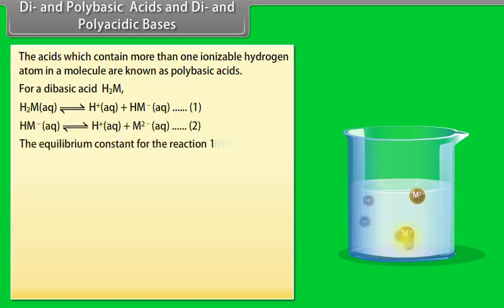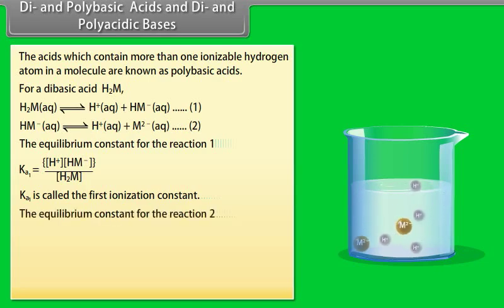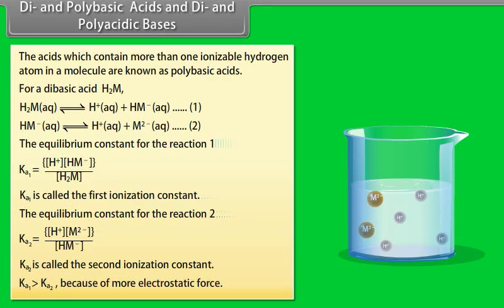The equilibrium constant for reaction 1, Ka1 = [H+][HM−] / [H2M]. Ka1 is called the first ionization constant. The equilibrium constant for reaction 2, Ka2 = [H+][M2−] / [HM−]. Ka2 is called the second ionization constant. Ka1 is greater than Ka2 because of more electrostatic force.